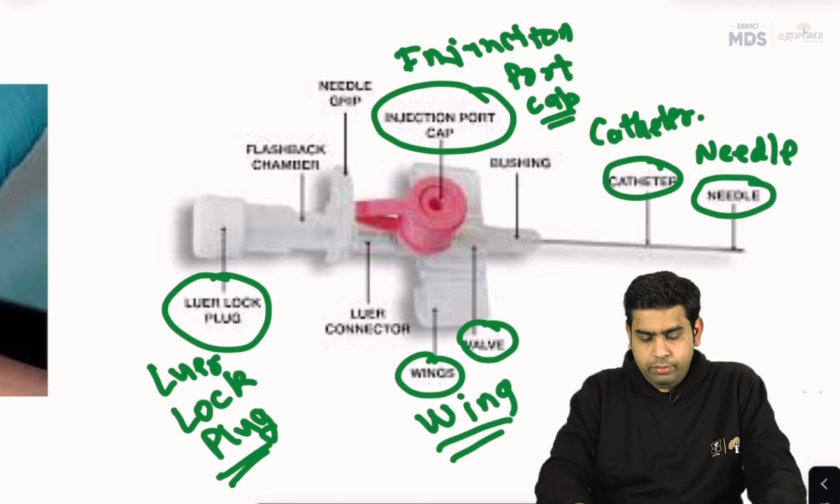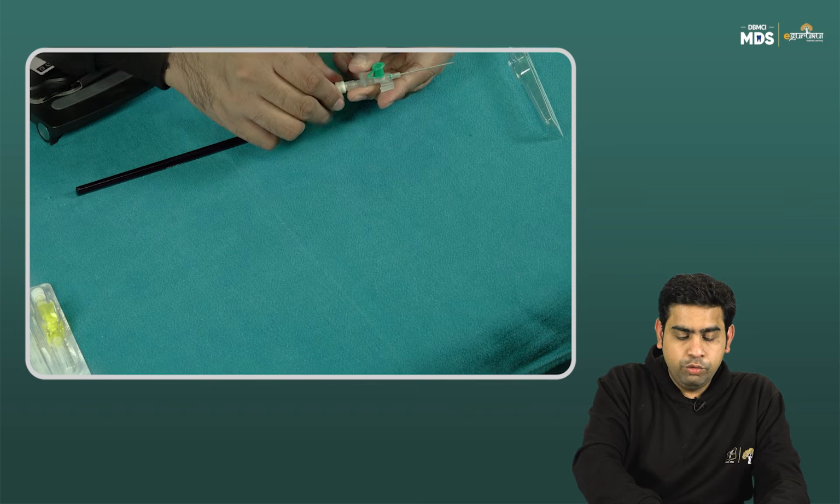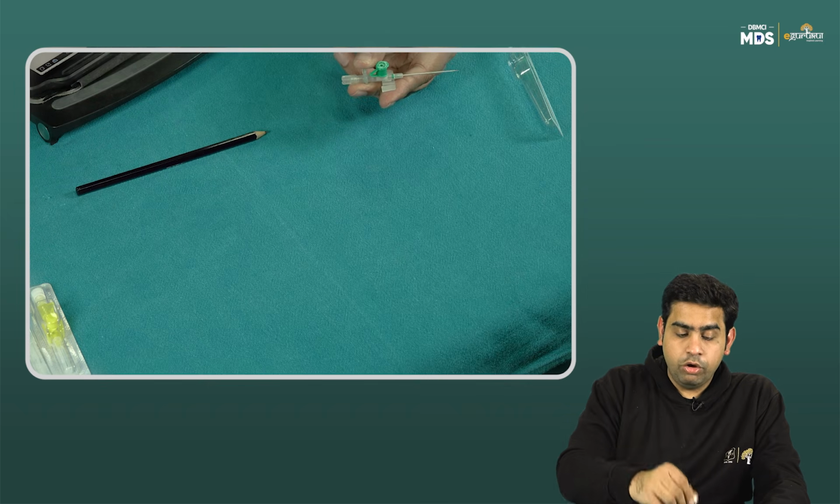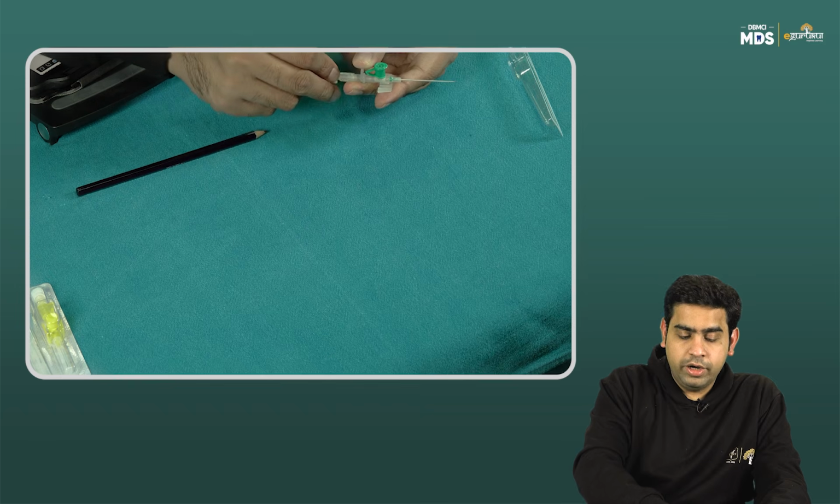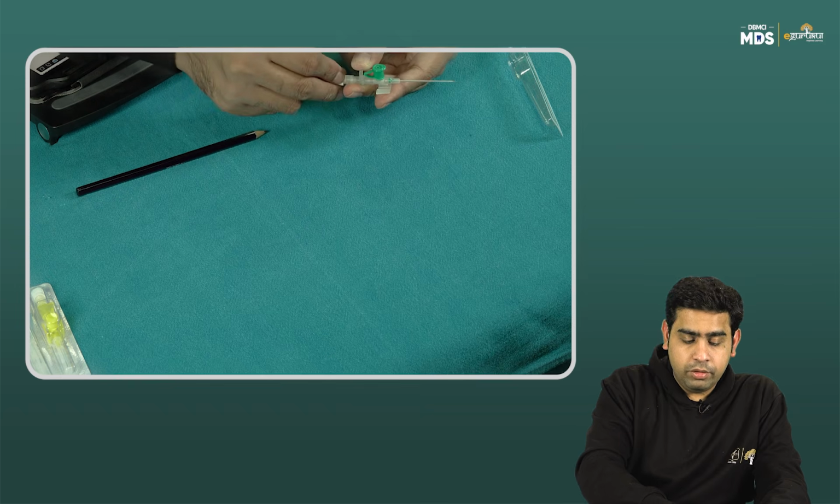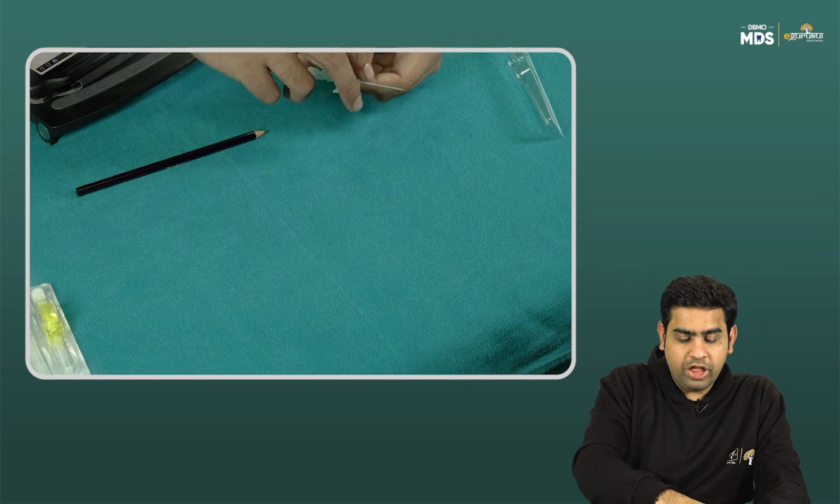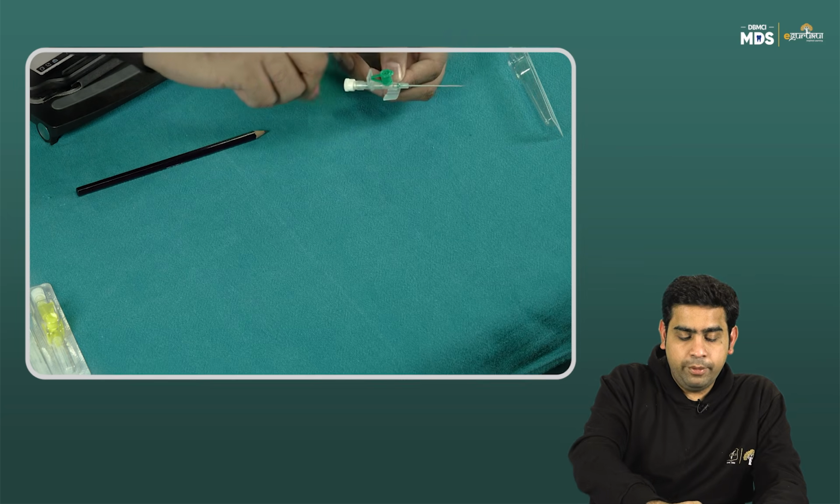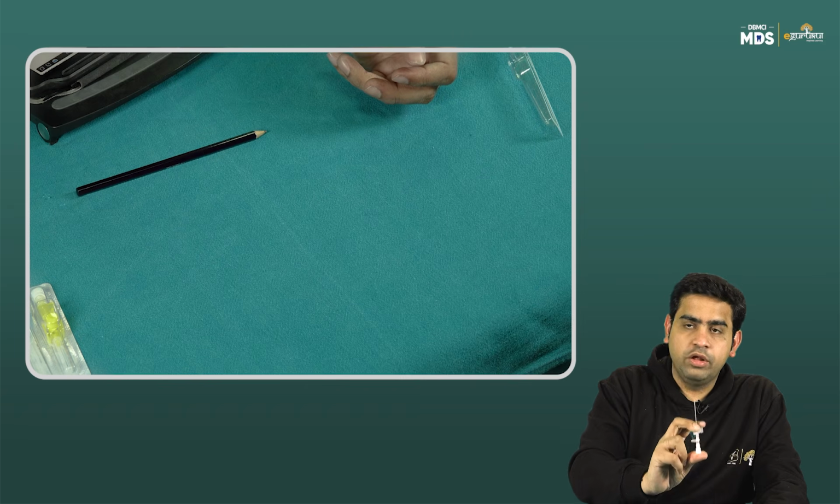So this white colored thing that you're seeing is a luer lock. It means you have to rotate it in order to take it off. So this is your plug at the end of it. Then you have these wings. So you catch hold of the cannula with your thumb at this luer lock, and then you have 2 fingers at the wing.